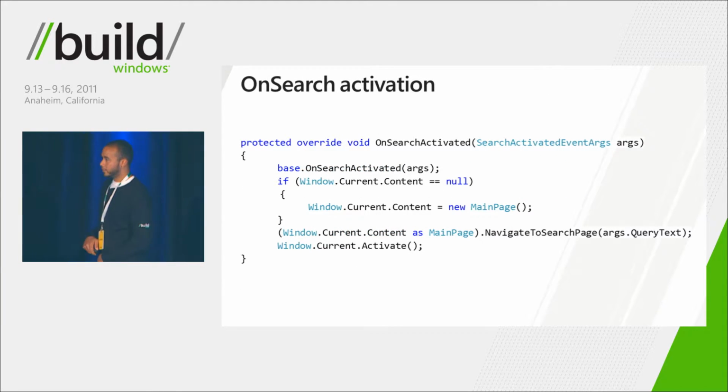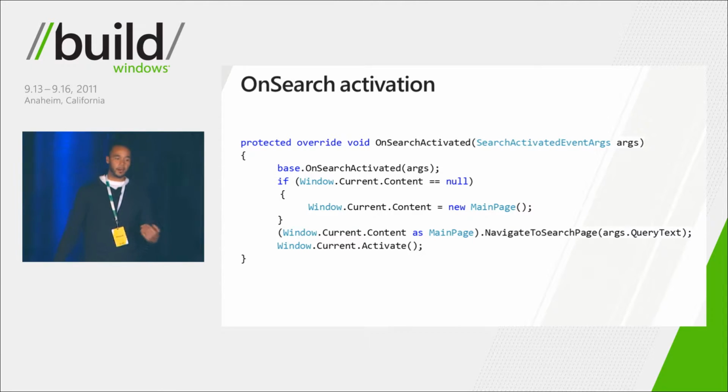This is an example of OnSearchActivated. Here we're detecting if we've already set content on the window. In the case that we haven't, we can create it. In the case that we have, there's no point in creating it. We'll talk a little about what main page looks like, but the idea is main page is effectively a frame, and that's my container for the navigation stack. It's the container that detects whether I should navigate, push to a different page, or just show the existing page I'm already on. And again, I'm activating my window at the same point.